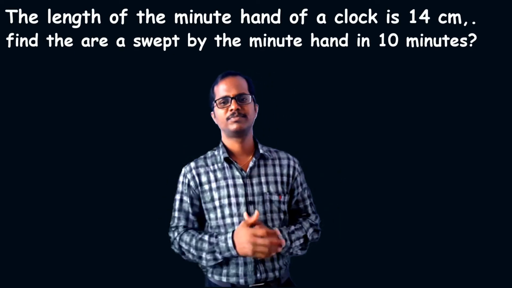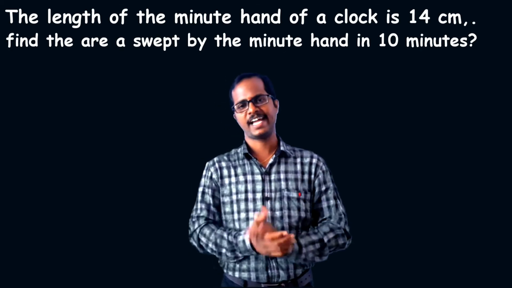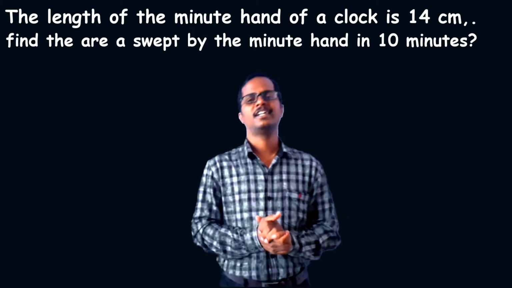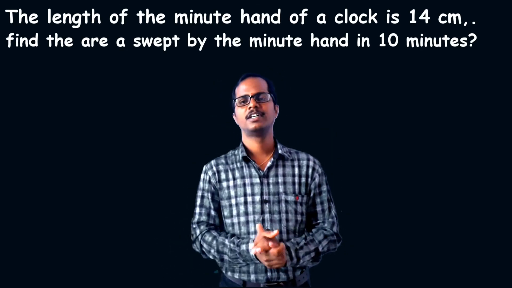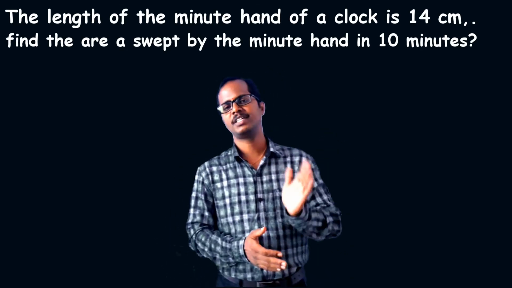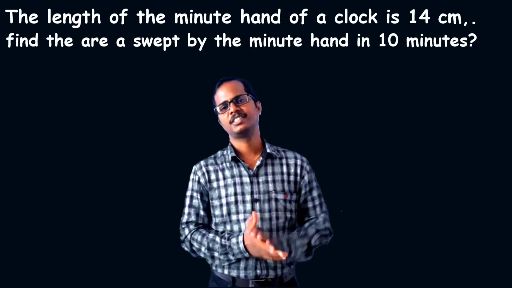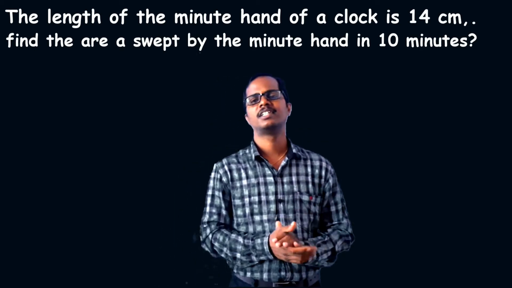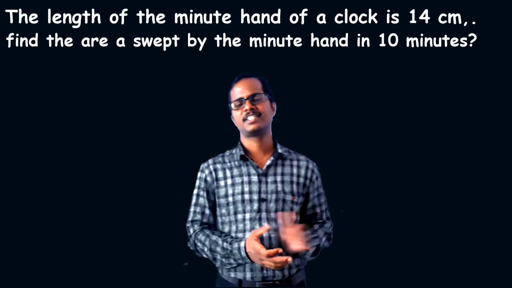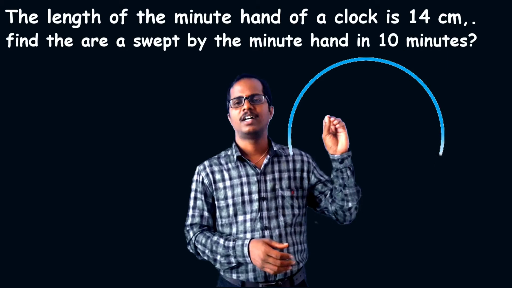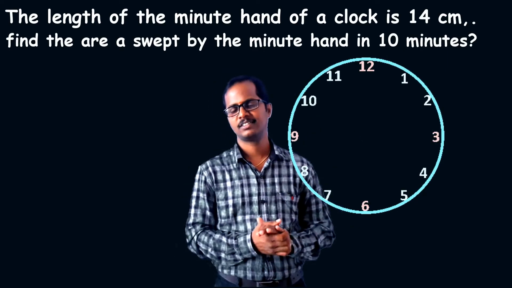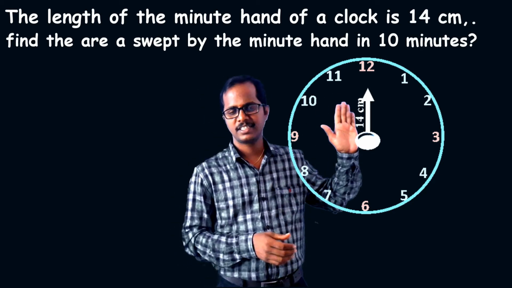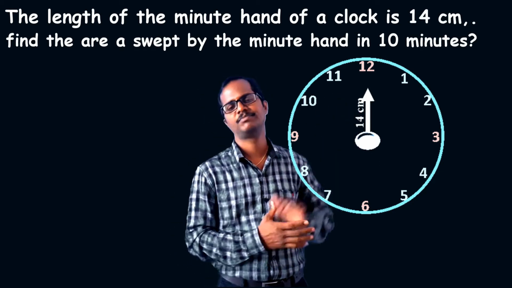In this problem, we have the length of the minute hand, that is 14 centimeters, and we need to find the area that is swept by the minute hand when it completes 10 minutes. That means in 10 minutes' time, how much area the minute hand has covered, that we need to find. To understand this, let's imagine a clock and take the minute hand, whose length is given as 14 centimeters. Let us imagine that it has completed 10 minutes.